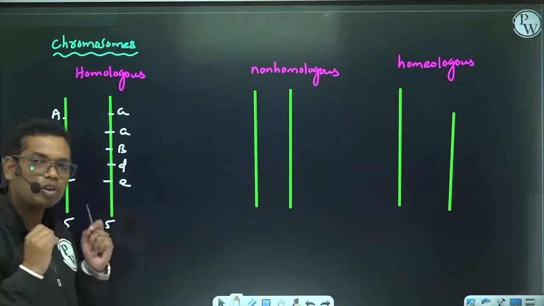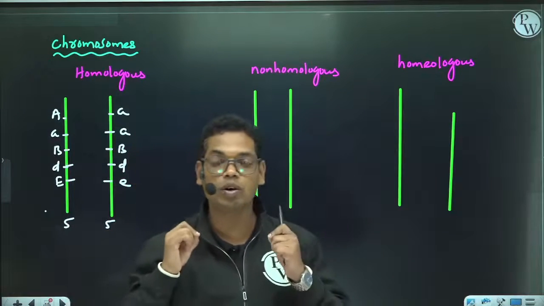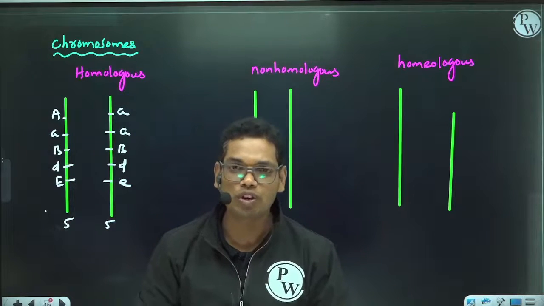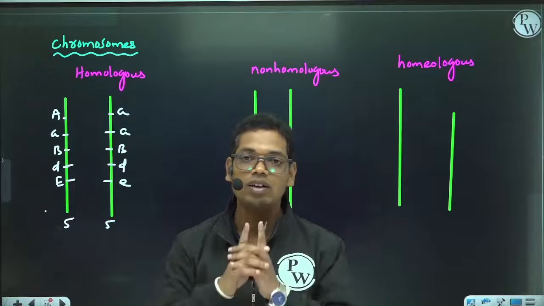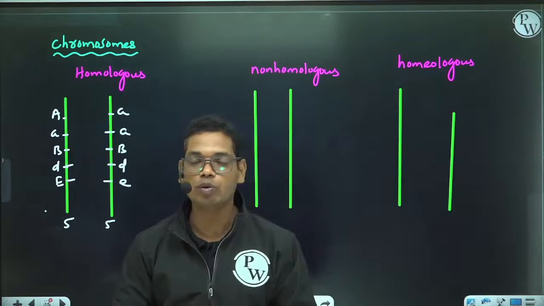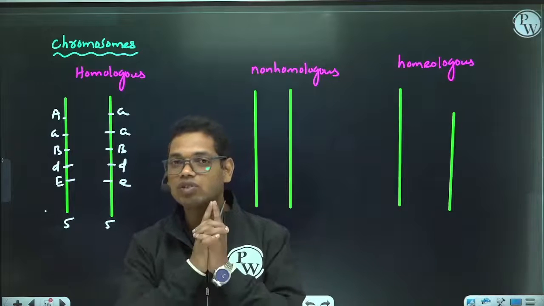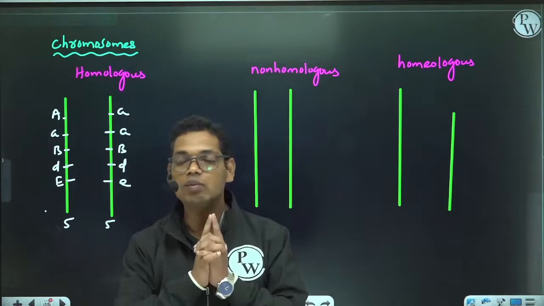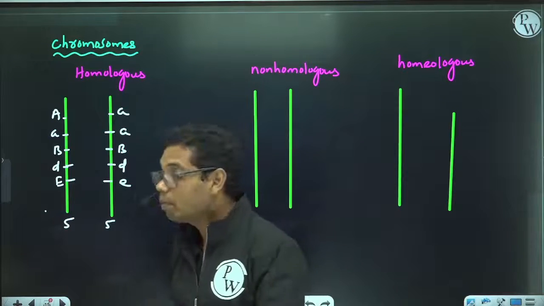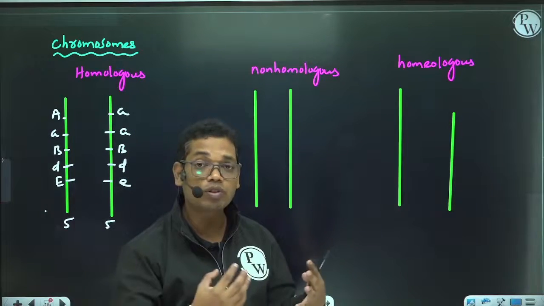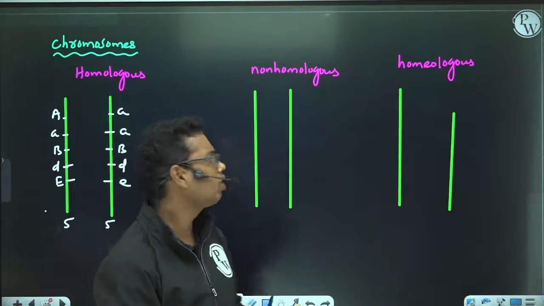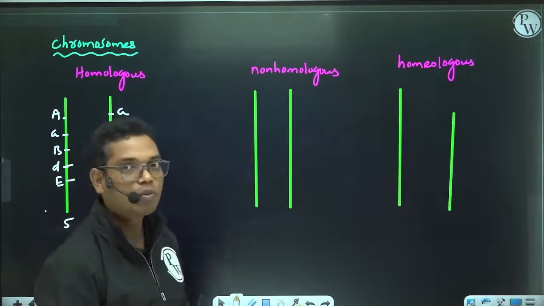During the process of synapsis in the prophase of meiosis, chromosomes undergo synapsis or pairing. So which chromosomes pair during synapsis? It is the homologous chromosomes. So when do you call two chromosomes homologous? If they have the same number of genes, same types of genes, and same sequence of genes. But if the two chromosomes do not have the same number of genes, same types of genes, and same sequence of genes, they will be called non-homologous chromosomes.